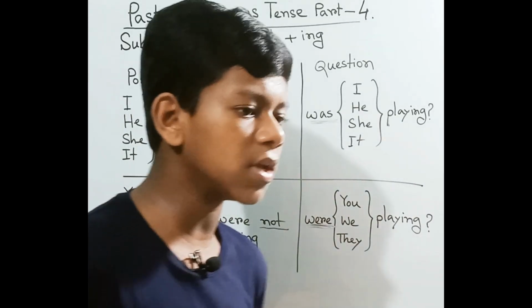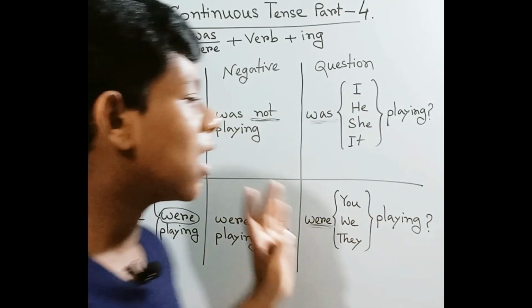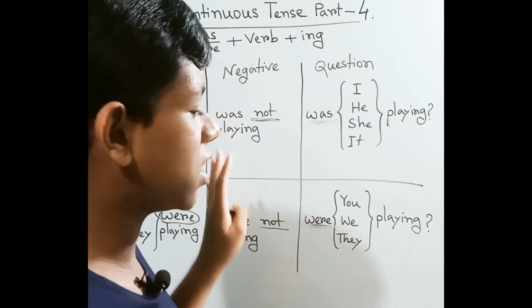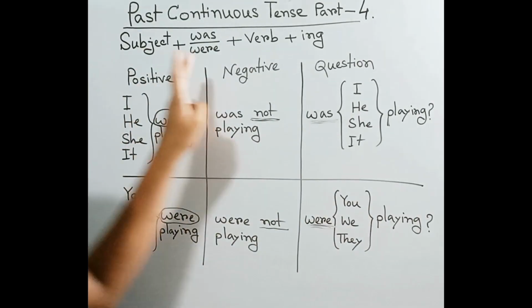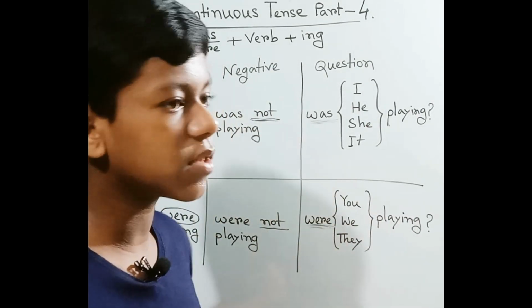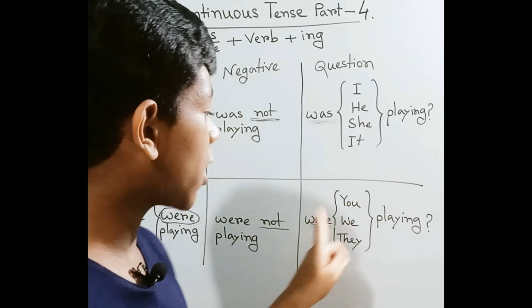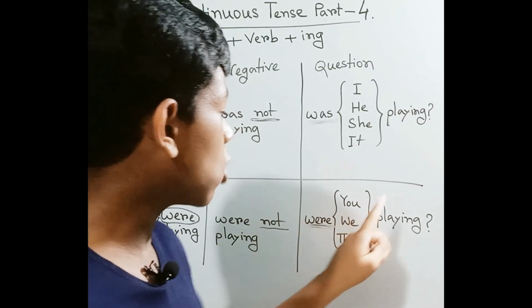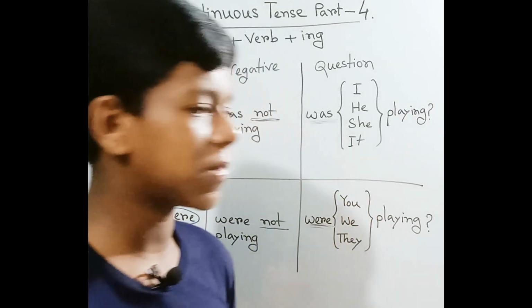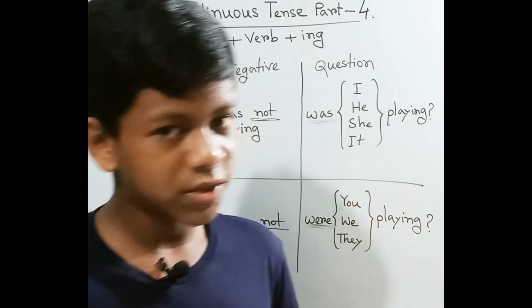So it has a little connection with the negative. If you understand positive and negative, then you can understand the question. So: Were you not playing? Were we not playing? Were they not playing? We have already understood this.